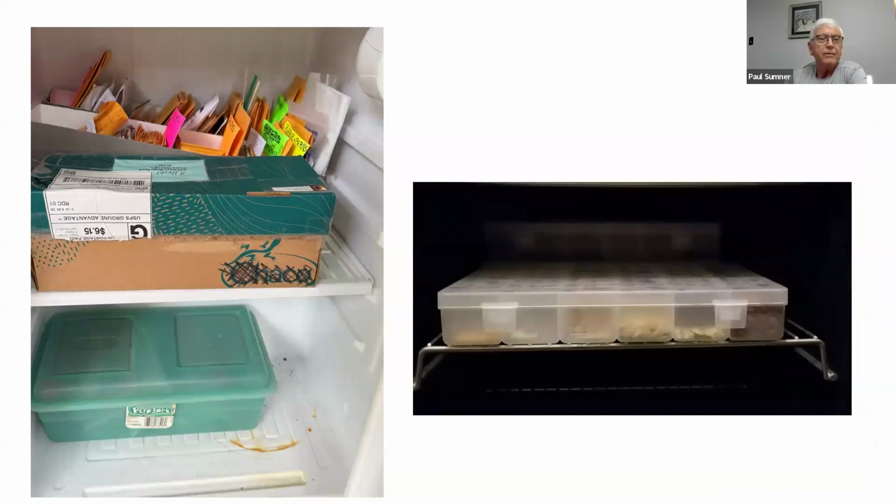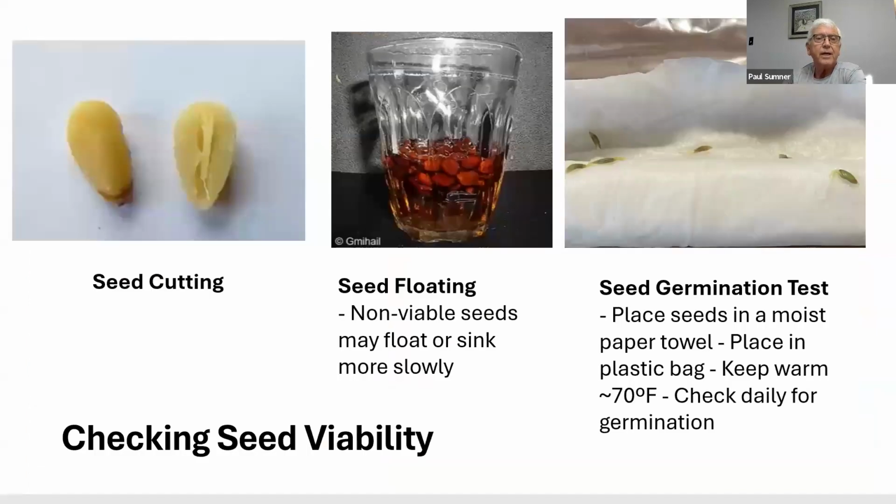This picture on the left is one of our refrigerators where we have seed stored. We have them stored both ways, in a box that's sealed, and the ones that are not in boxes. And on the right is a seed storage using a little knick-knack storage container.